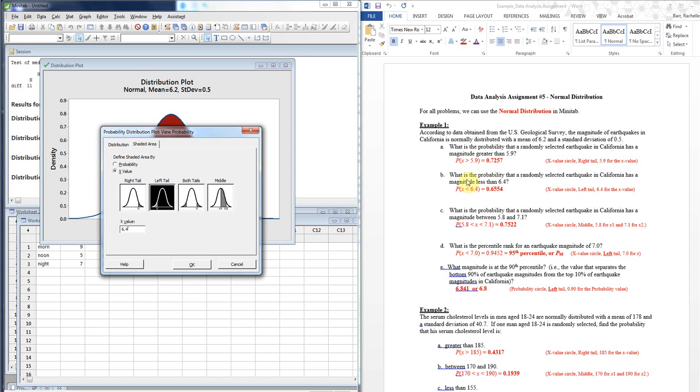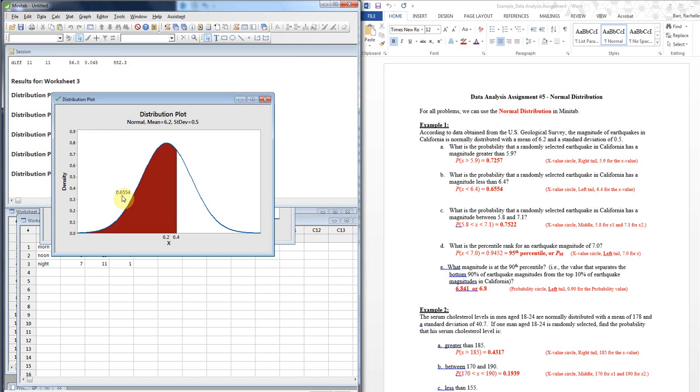The big thing when you're approaching these is to write your probability statement ahead of time so that you know which direction you need to be shading and which button you should be selecting. We'll hit OK, and we get about 0.6554. Now we're looking at in-between values for part C. What probability is it that the random earthquake has a magnitude between 5.8 and 7.1?